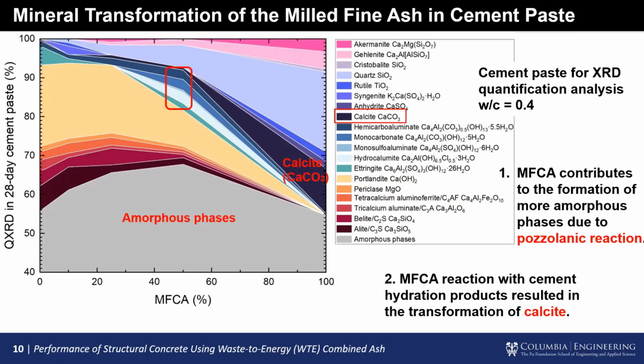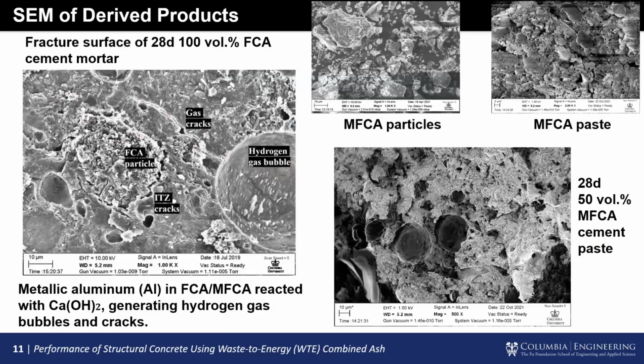So this is the mineral transformation we investigate for the cement substitute material. And this is the SEM result for the derived products. As we can see from this graph, this is the 100% fine combined ash cement mortar. The metallic aluminum in the fine combined ash results in hydrogen gas bubbles, and these gas bubbles result in gas cracks through the cementitious phases.